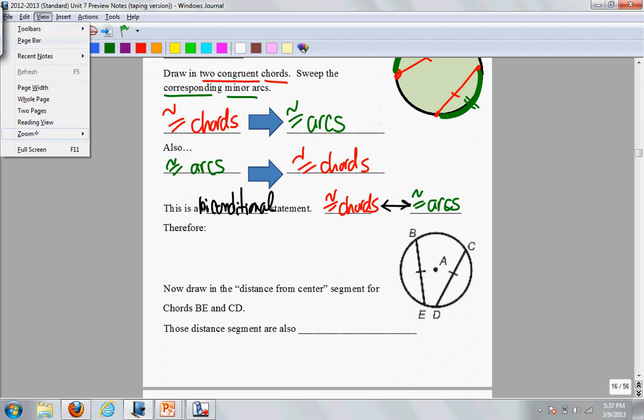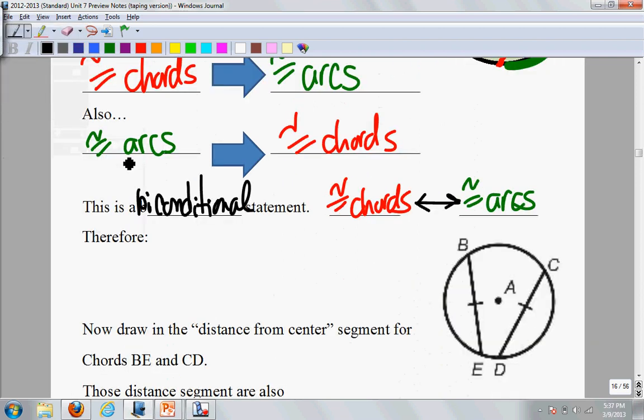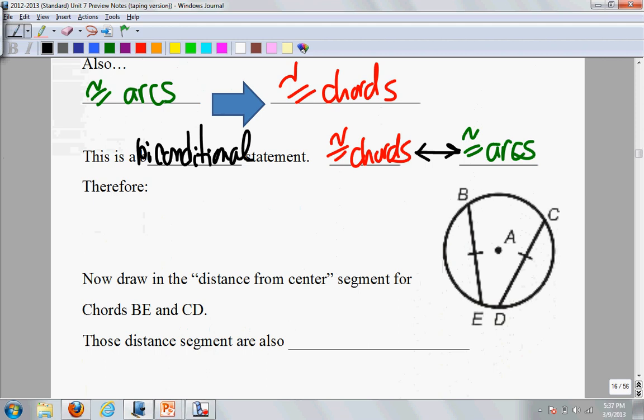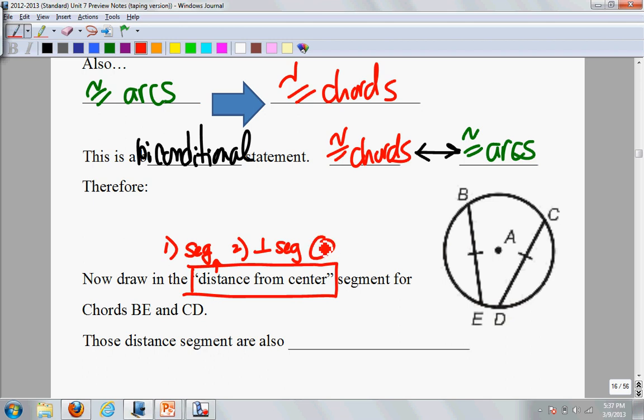Okay, now we're going to get into a concept called distance. In a circle, distance from the center is a very particular term. Distance from the center implies two things, actually three. Distance in a circle is a segment. That's the first thing you should realize. It's a segment. Two, it's a perpendicular segment. It creates a right angle. Three, it's a bisector.